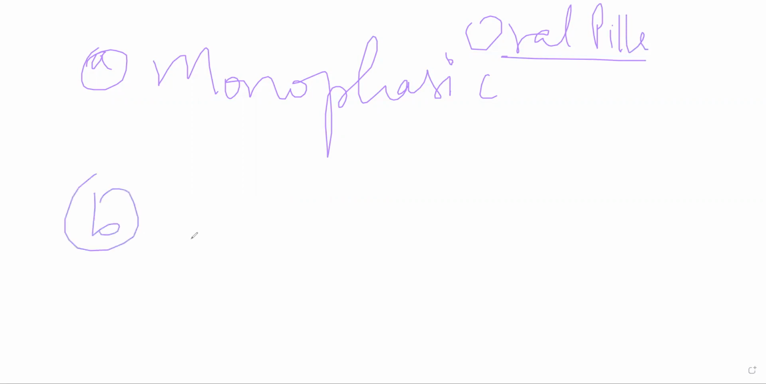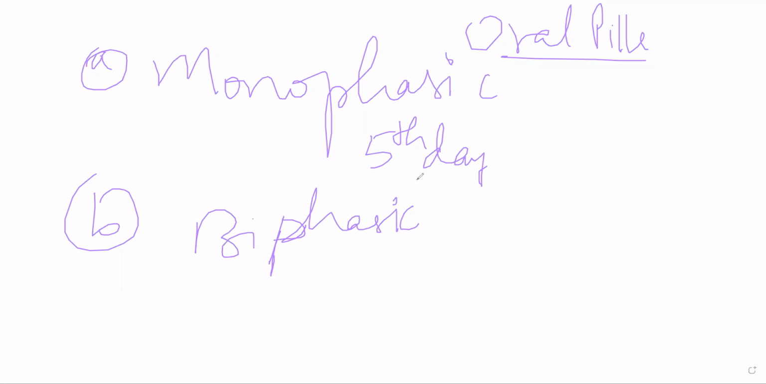Now the drugs that are given, first of all, is one type of drug called monophasic drugs. Okay, technically they come as oral pills. You have both monophasic and biphasic in this. Monophasic drug is essentially a pill that is started on the fifth day of the menstrual cycle. Okay, and it is taken every day for 21 days.